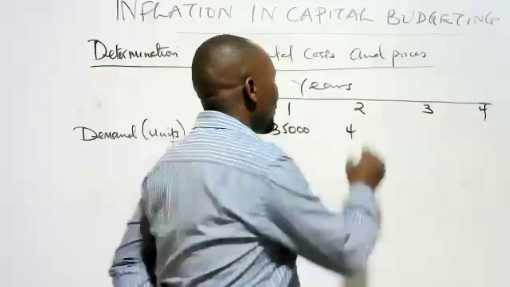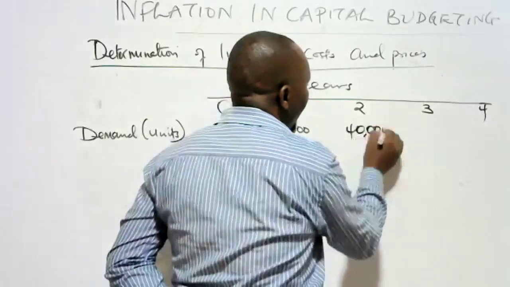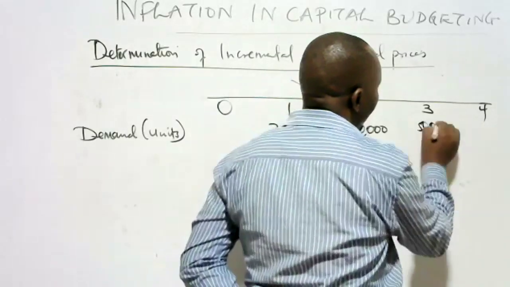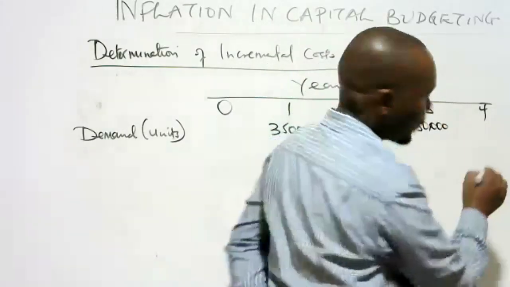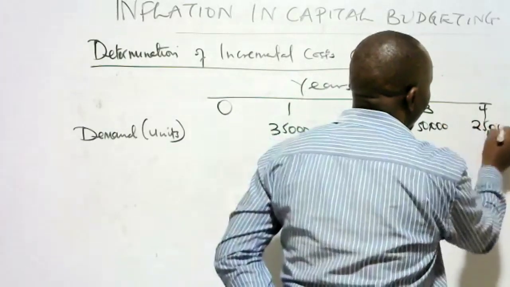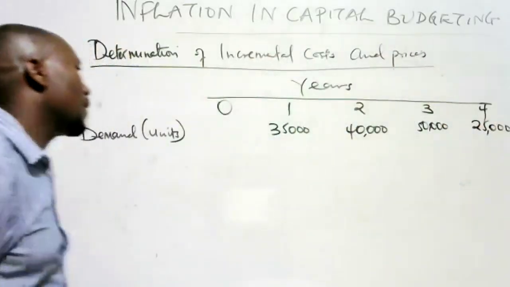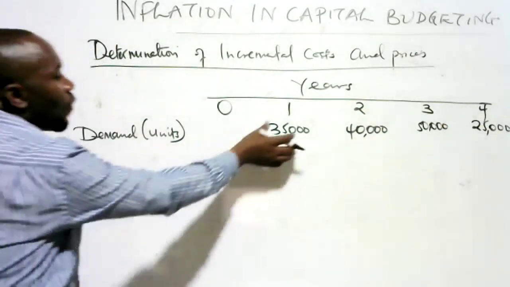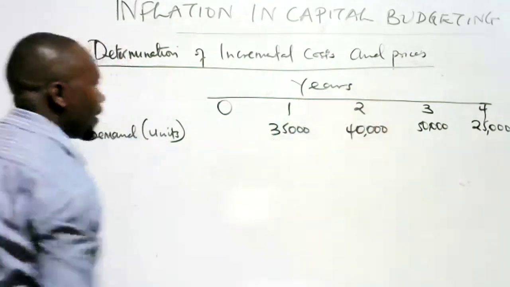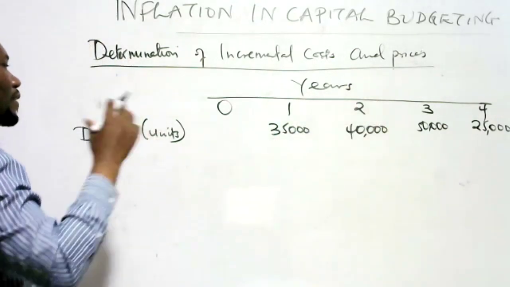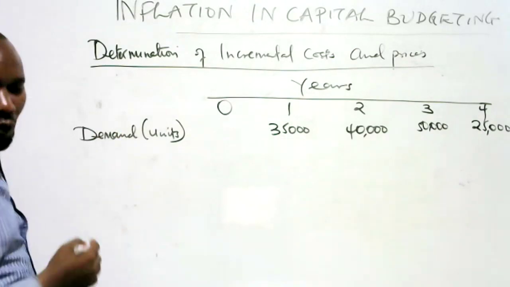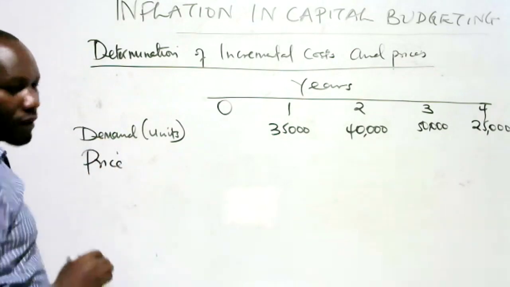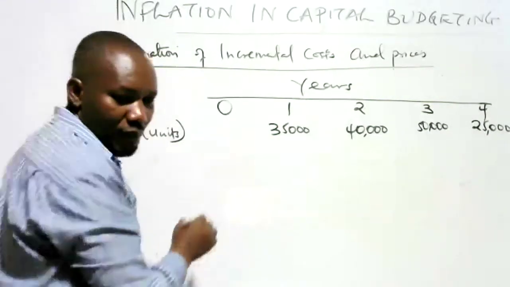Those are units that we are producing. The units are produced after year 1, after year 2, after year 3. But the price that we're talking about now is at the beginning of the year, so it is year 0. So we can say that the price right now in year 0, we are told it is 12.